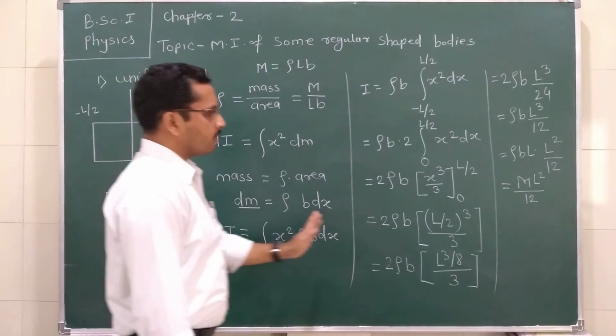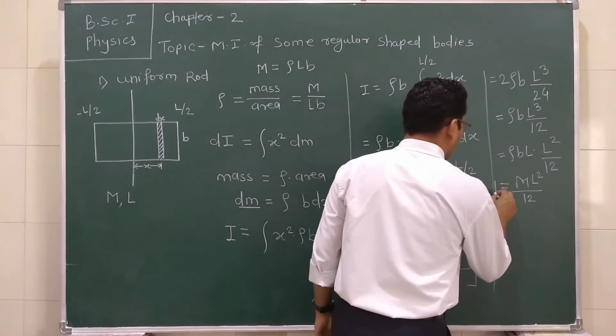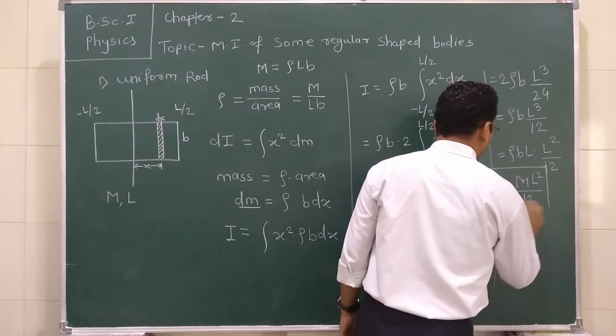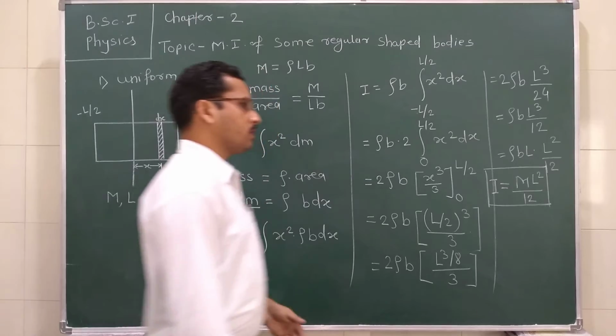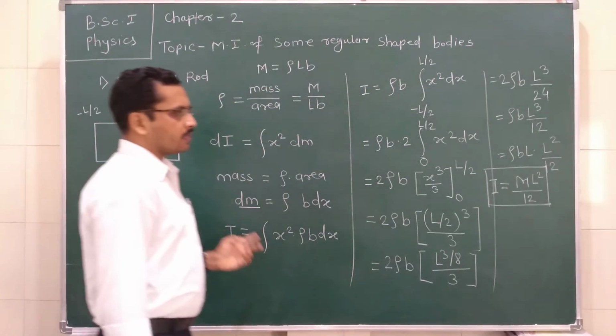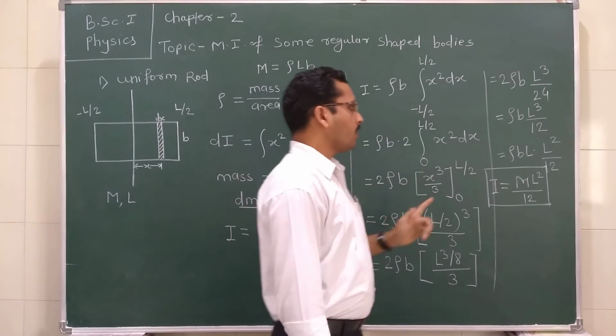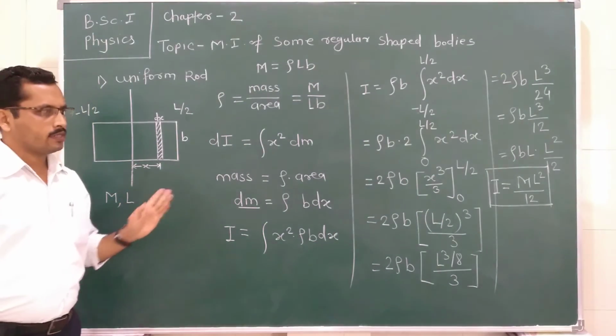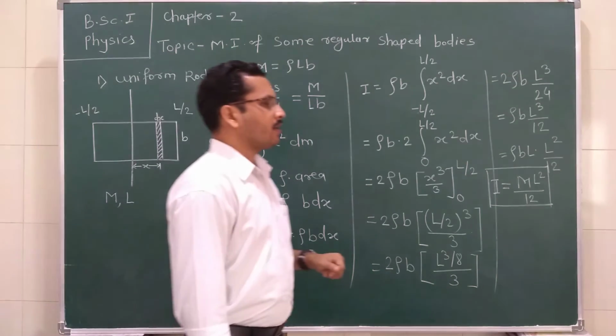So what is this? This is the moment of inertia of the uniform rod about an axis passing through the center of the rod. This is the moment of inertia of a uniform rod when the axis is passing through the center of the rod. I is equal to M L square by 12.